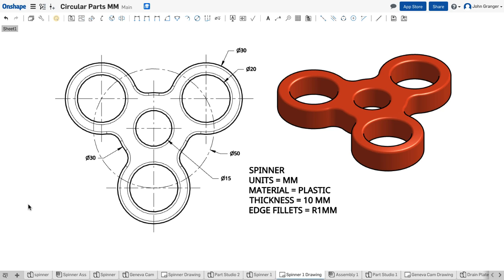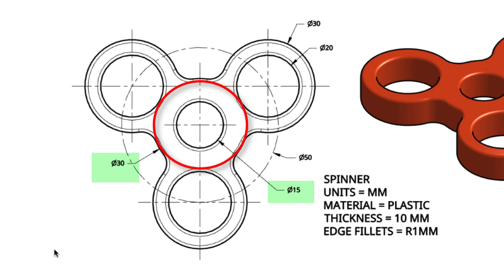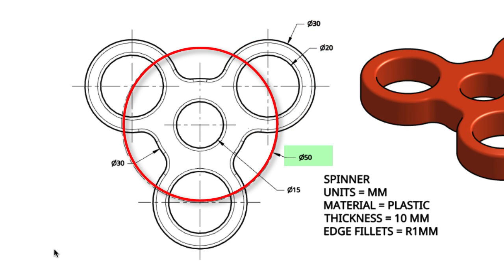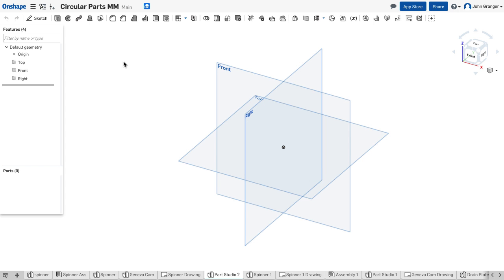This project is called a spinner, and viewing the drawing I can see that it contains circular elements that are all evenly spaced around a center point. Looking at the elements, from that center point there is a 15 millimeter hole surrounded by a 30 millimeter circular part of solid material. There are three outside elements consisting of a 30 millimeter diameter round circular section and a 20 millimeter hole. Now these outer sections are evenly divided around a 50 millimeter diameter circle center.